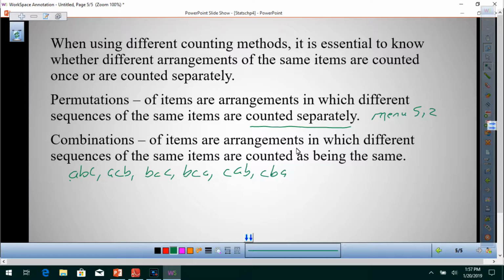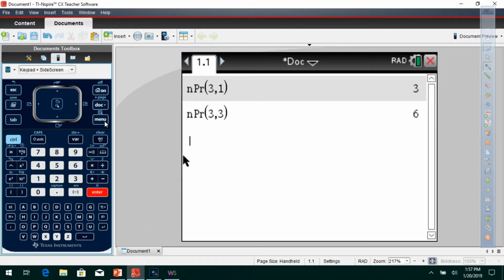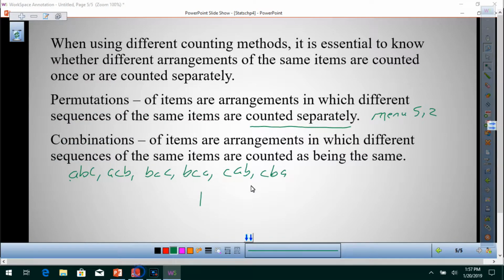Combinations of items are arrangements in which different sequences of the same items are counted as being the same. We used the letters A, B, and C. There are 6 different ways, but really we only used A, B, and C, so that would be 1. If we try that in our calculator, menu, 5, 3, and enter 3, comma, 3, and that gives you 1. So that's menu, 5, 3.